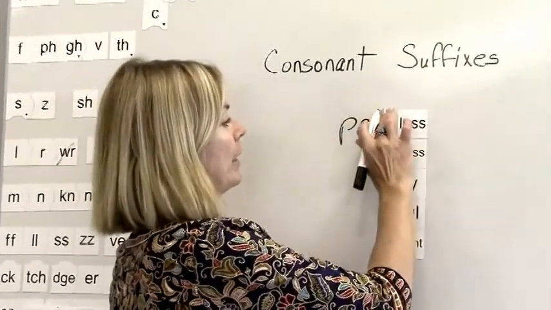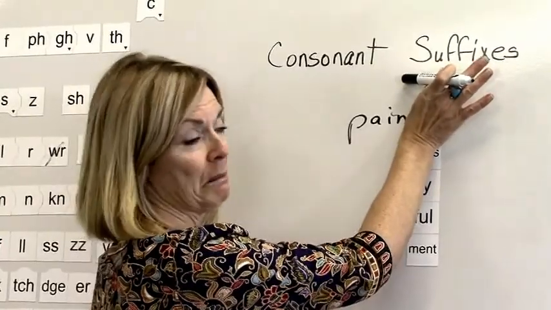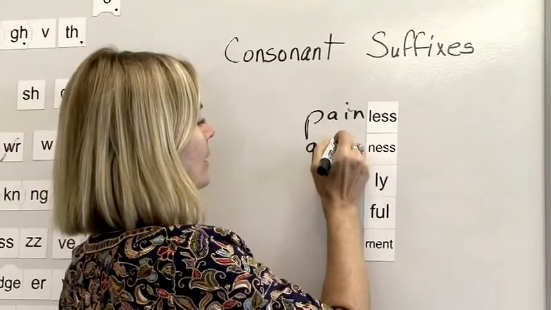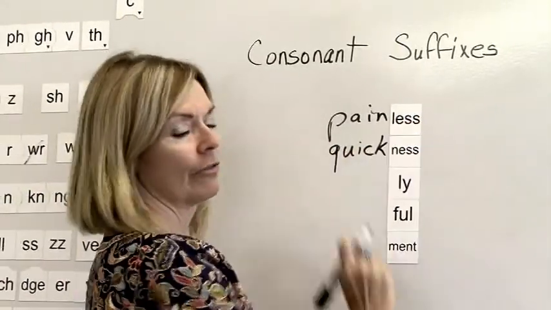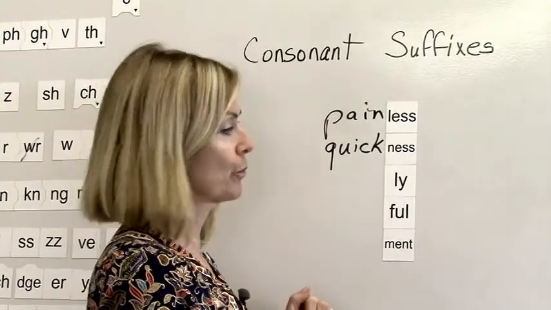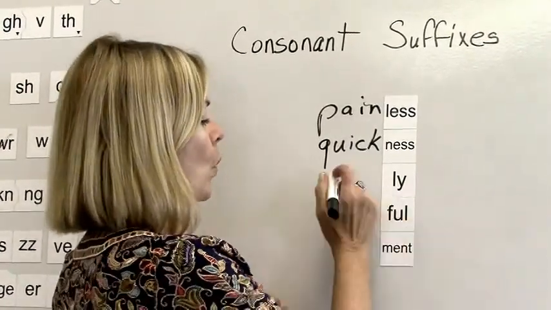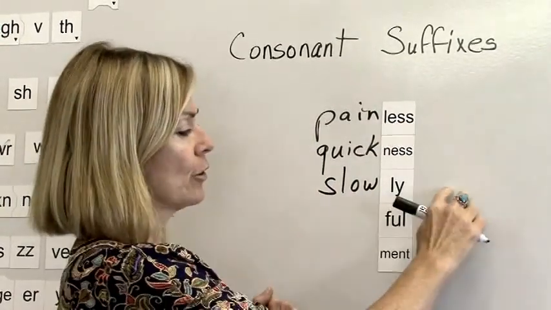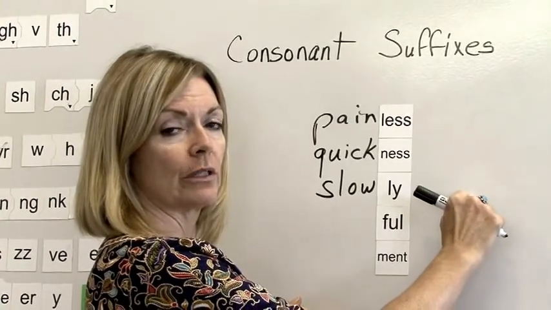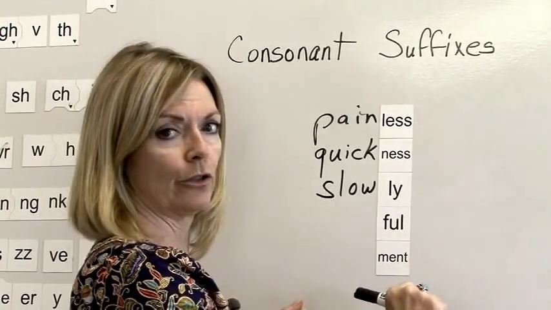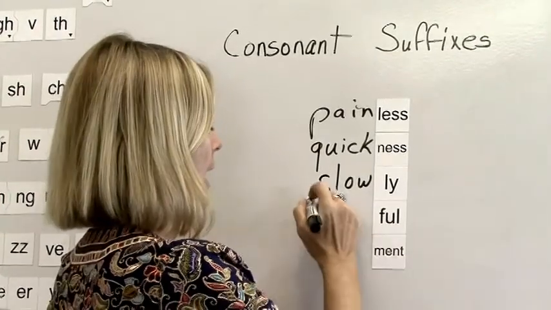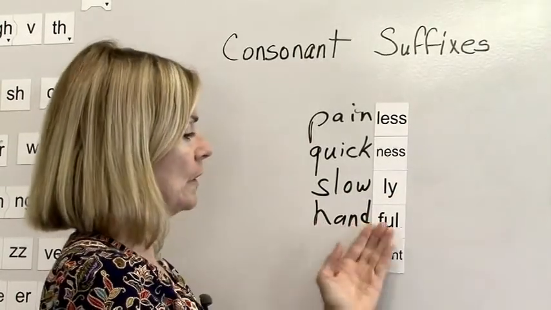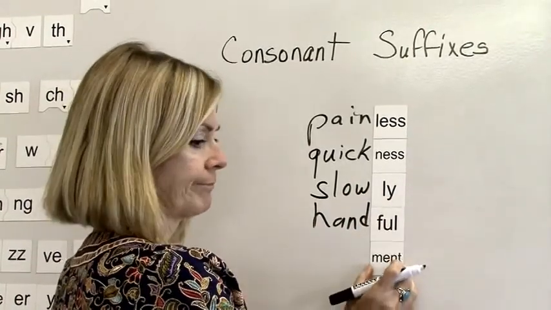Painless, without pain. If we take off less, we're left with pain, and so therefore it's a suffix. Quickness. Take off the ness, we're left with quick, it's a real suffix. Slowly. Take off the ly. Interesting note that when you put an ly on words, it tends to make them adverbs. Handy to know when you're writing. Full, a handful. So again, take it off, we know it's a suffix. Spelling of that never changes.